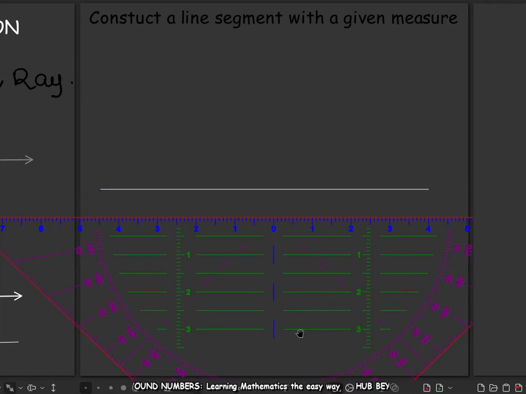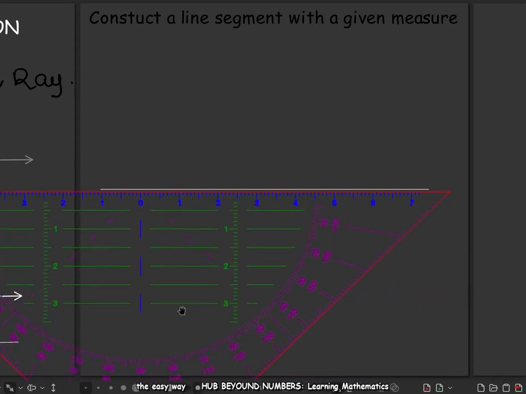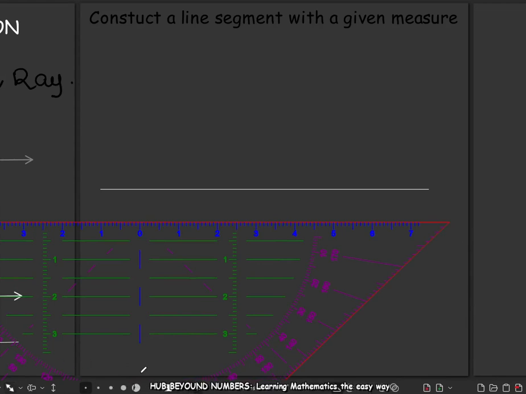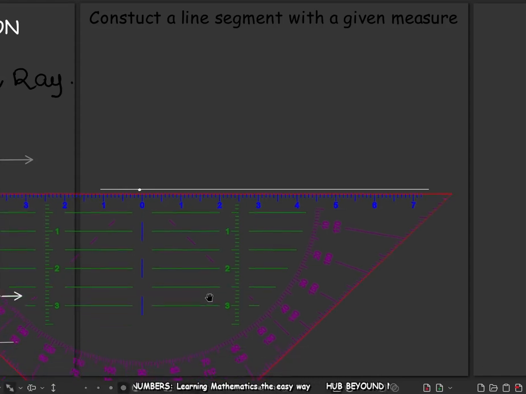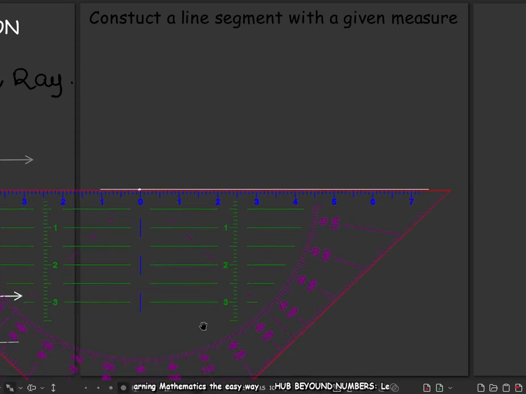Now, if you want to construct a line of, let's say, 5 centimeters, then what you will do is first of all take note of a point, because we said a line segment has what? Two end points. So you take a point, your first point of the line segment. I'll take mine to be this over here. Then with your ruler, you measure the line you want to construct. So you have 5 centimeters, from 0 to 5. Then I just take note of my 5 over here.